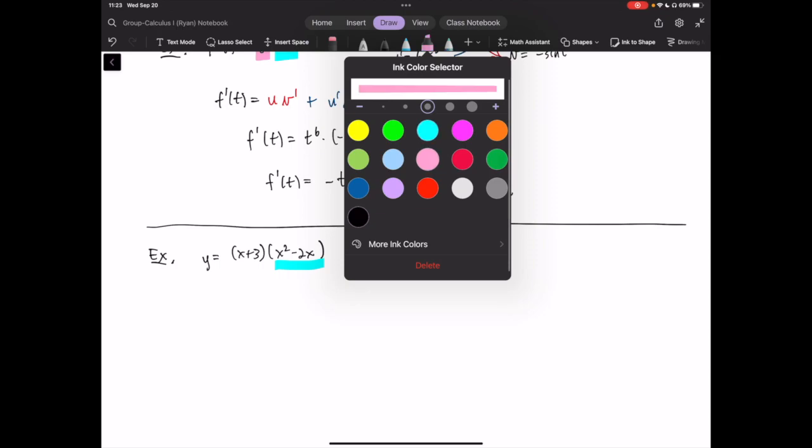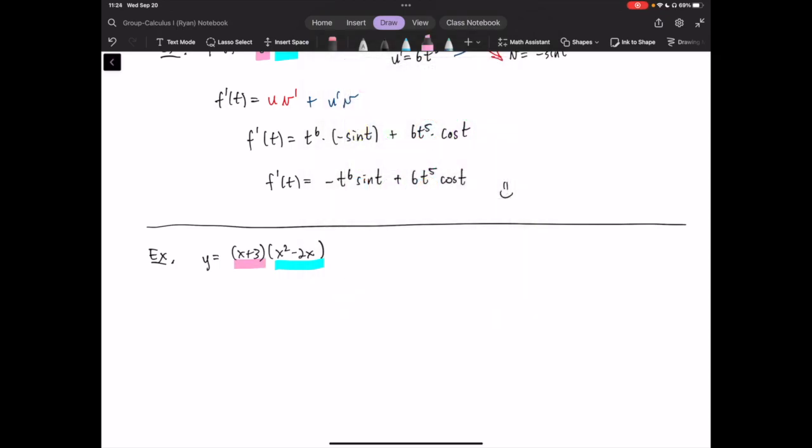We can identify the two parts. This is a product of two small functions which are multiplied together to make this bigger function. And we can apply our product rule. So we can say our u is x plus 3. We can just take u prime now. So u prime is just going to be the derivative of x plus 3, which is 1 plus 0.